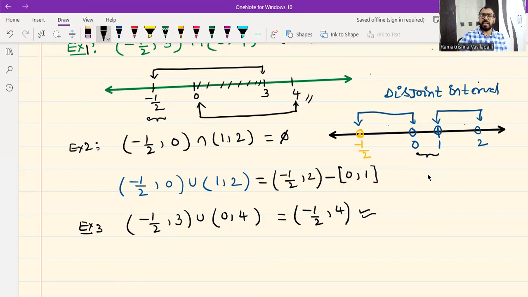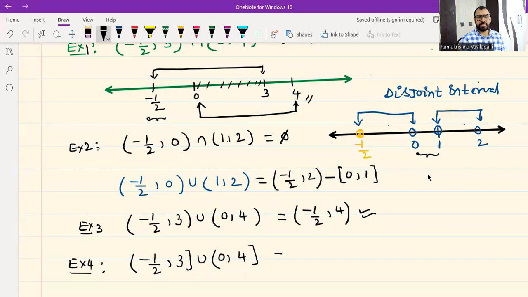In the next video, I'll explain a few questions based on solving linear inequations and the advantage of intersection and union of intervals. And finally, I'll give one more example. I didn't give any example based on one semi-open interval and an open interval. For example, minus 1/2 to 0 closed, union open, this is 3, 0 to 4 closed, like this.